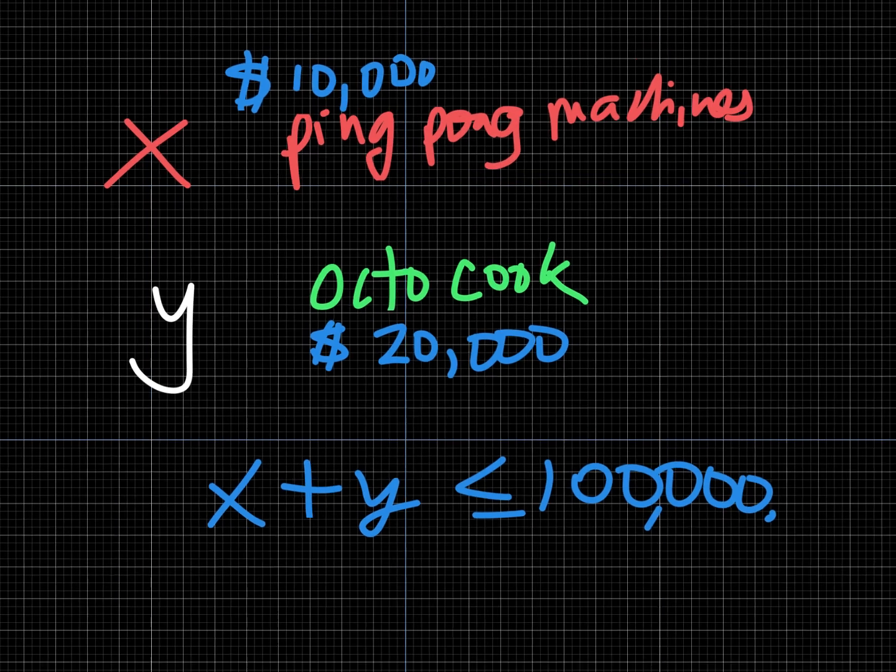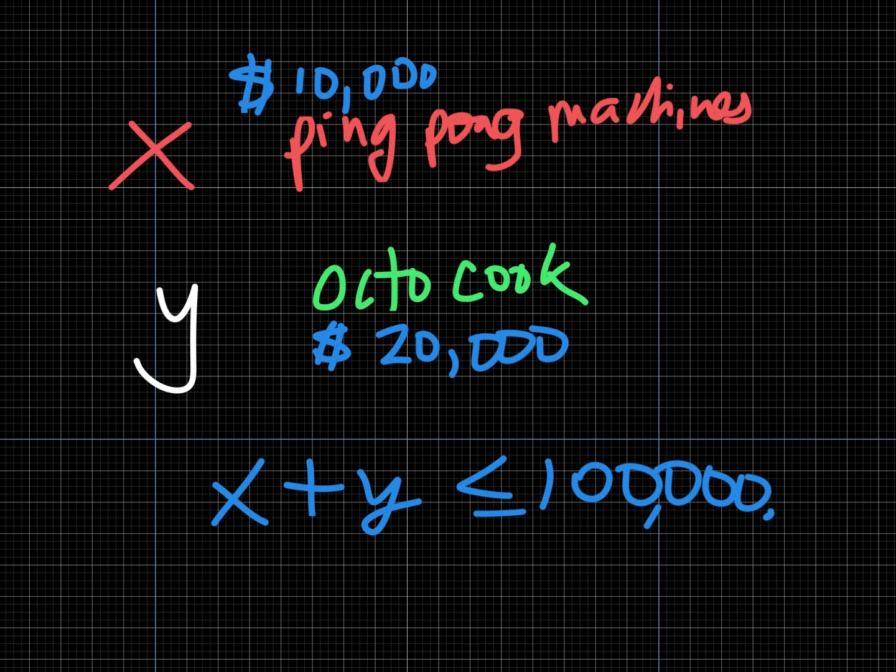So then I have to put the 10,000 on the X, and I have to put the 20,000 in front of the Y. There we go. All right.